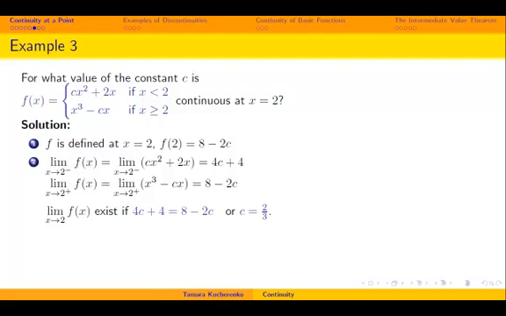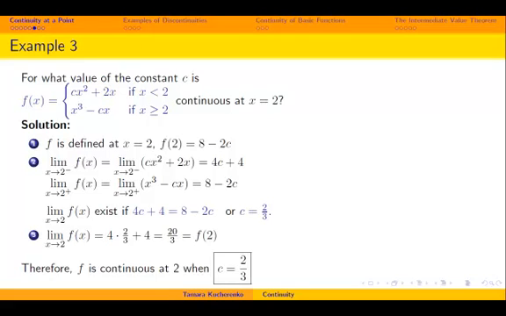To compute the limit, we plug c equals 2/3 into one of the expressions for one-sided limits. Here I used the left-hand one. We get that the limit of f of x at 2 equals 4 times 2/3 plus 4 equals 20/3, which is the value of f at 2. Therefore, f is continuous at 2 for c equals 2/3.